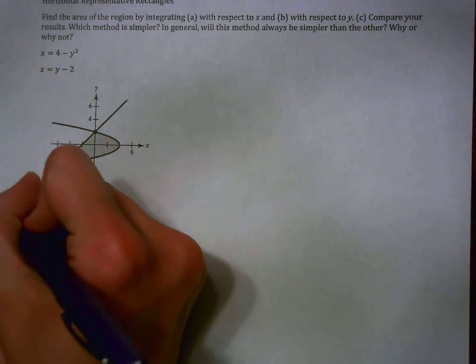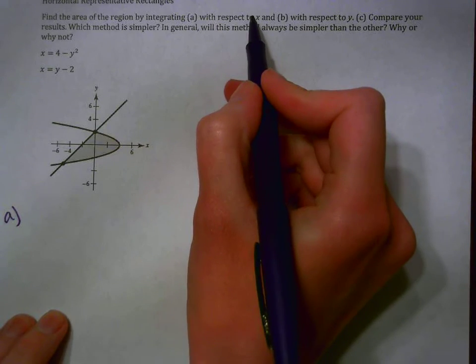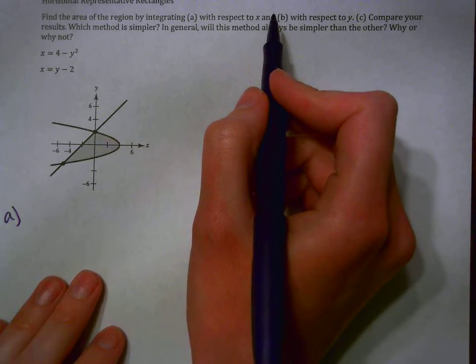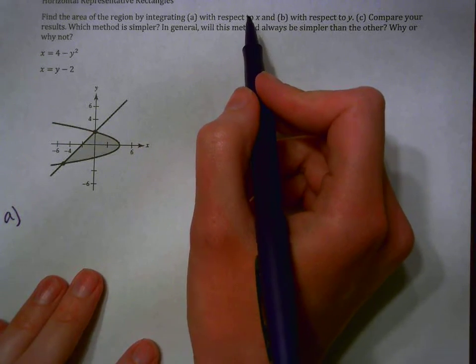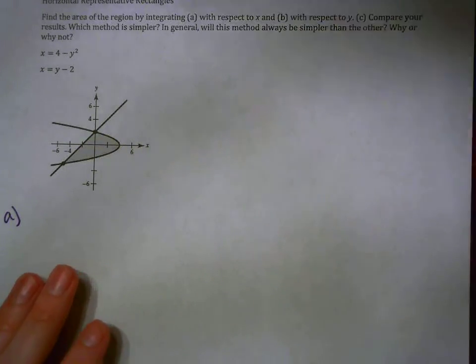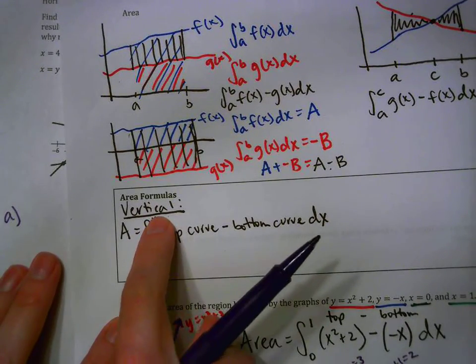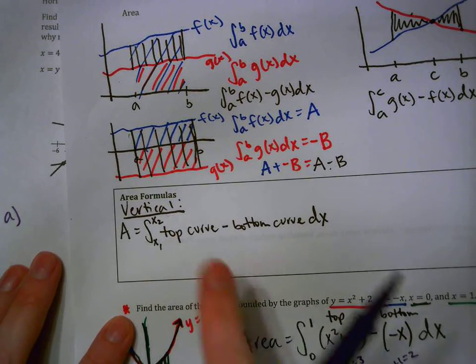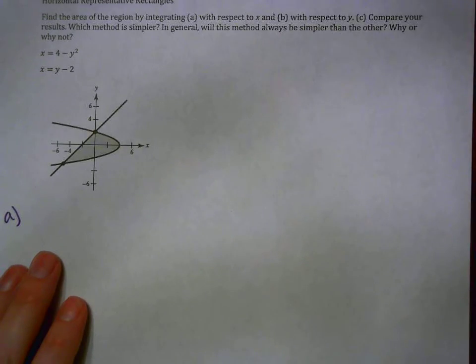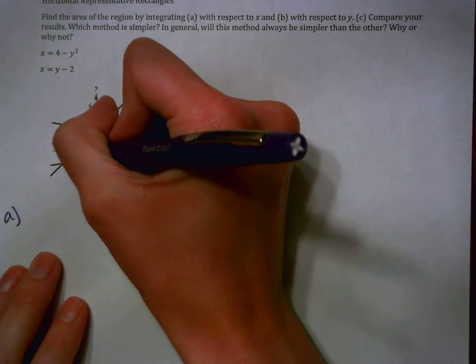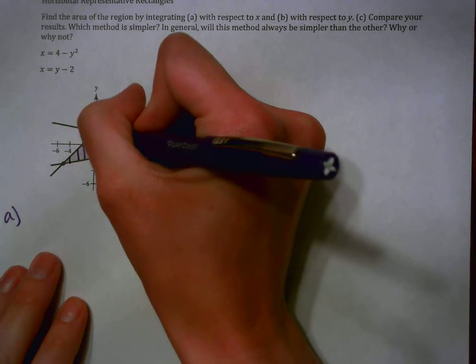For part A, we're trying to find the area with respect to x, which is how we've done so far. I don't know if you noticed, but on that front page we said it's vertical. I should have gone into more detail, but what that means is that when we shade this in, we're going to draw vertical lines to shade it.